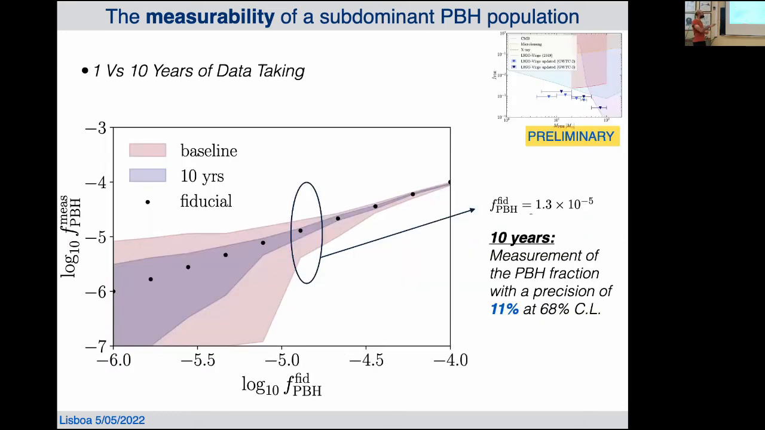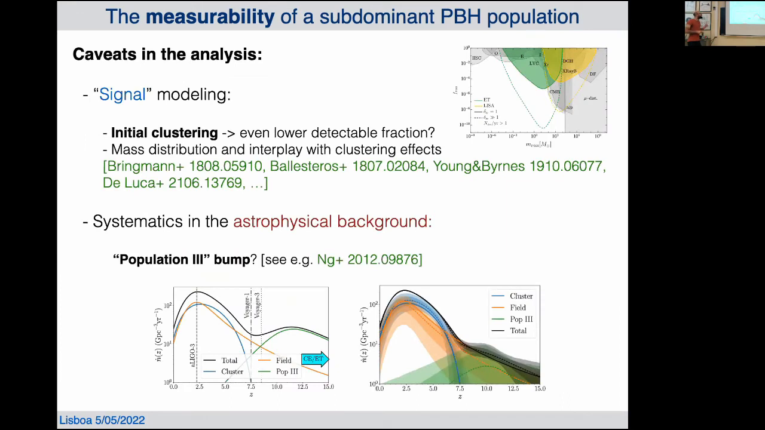And with 10 years of data taking, you get the error bar even lower. So the capability of Einstein telescope over 10 years is amazing. You can go down to almost close to 2 times 10 to the minus 6 in terms of fractions of PBH. But, of course, basically we demonstrated that in the future we will be systematically limited. So that's nice, the statistics will not be a problem.